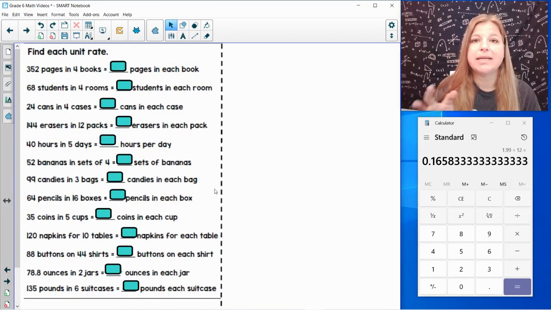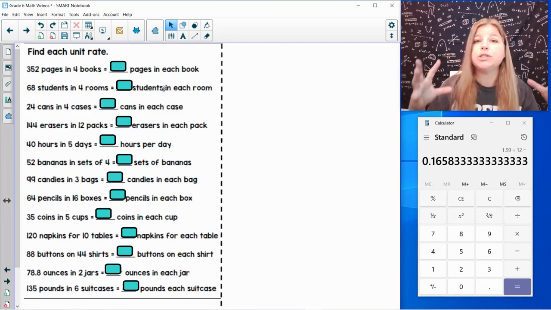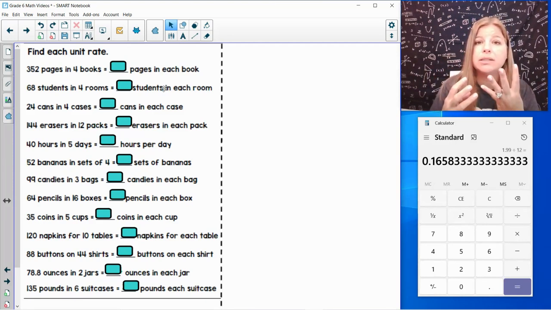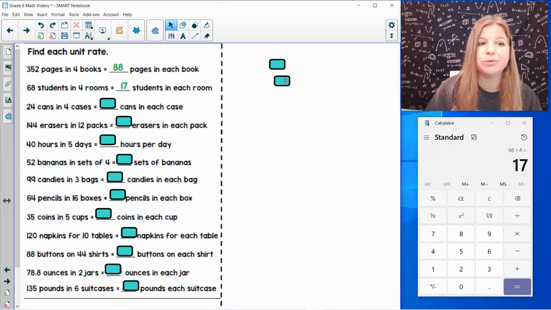The last part of our lesson, now it's in word form. Find each unit rate. 352 pages in 4 books is blank pages in each book. So again, I'm using division to say if there's 352 pages overall in 4 books altogether, how many pages would then be in each book if they were divided separately? So I would go to my calculator, 352, divide that by 4, and I get 88 pages in each book. 68 students in 4 rooms. I would divide the 68 students by 4 rooms. That would mean that there's 17 students in each room.